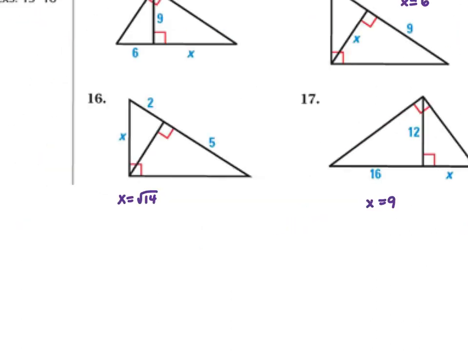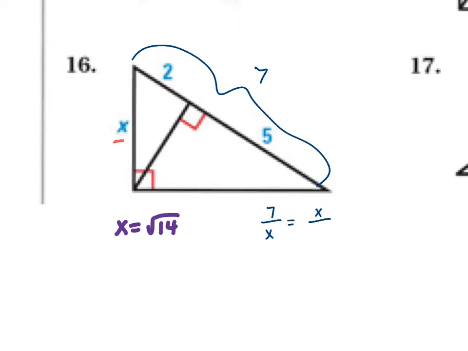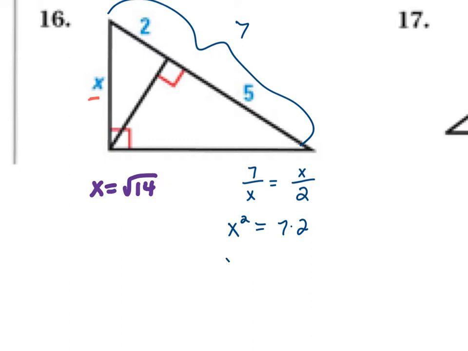And then 16. This time the x is also on the leg, so same ratio. Hypotenuse, which is this whole thing, would be 7, over the leg, which is x, equals the leg, which is x, over the segment of the hypotenuse adjacent to the leg, which is 2. Cross multiply, and I get 7 times 2 here. Square root both sides. 7 doesn't break down, neither does 2, so this becomes the square root of 14.